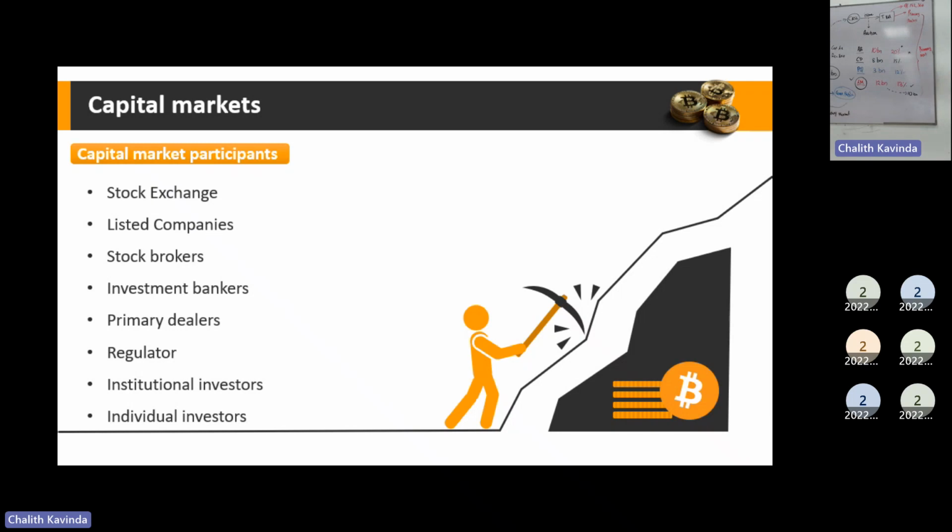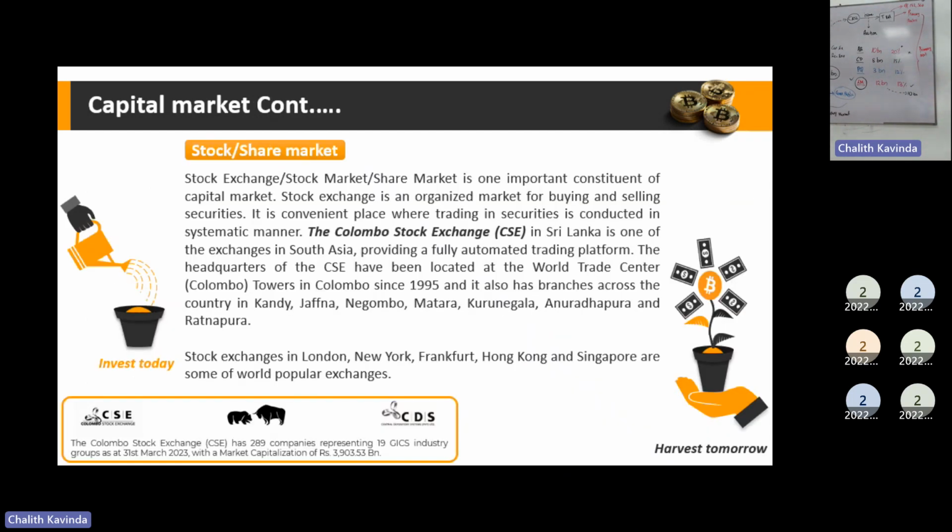If you say capital markets, what comes to your mind at first? Stock market. Right. So once you say capital markets, most of the time, yes, we always believe that stock market is there. So share market. So now here you could say capital markets, stock market or share market.